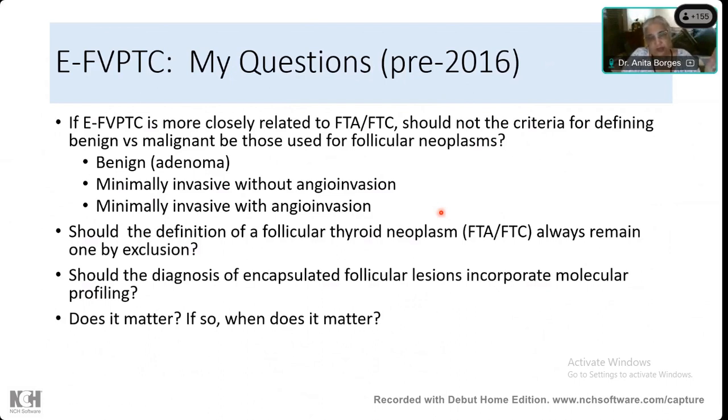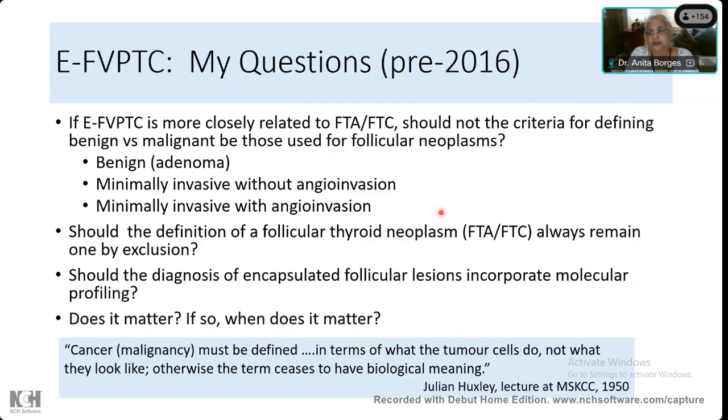And I think this is encapsulated best in a quote from Julian Huxley's lecture at Memorial in 1950. Julian Huxley was the scientific brother, I don't think that scientific is the right word, of Aldous Huxley, the great writer who wrote 1984. All right. So what did he say? He said cancer must be defined in terms of what the tumor cells do, not what they look like. And what were we defining a cancer as?